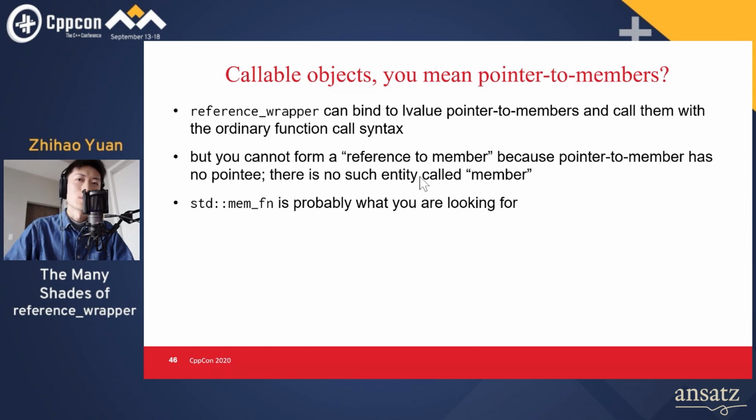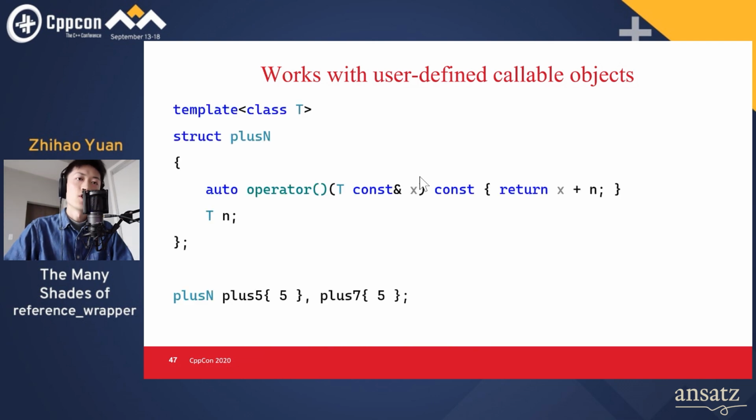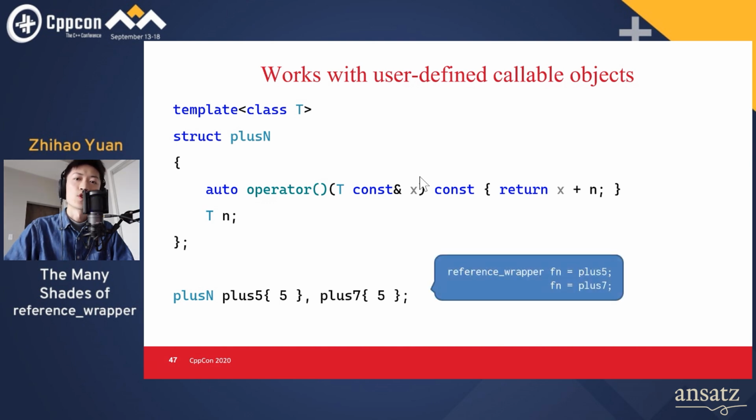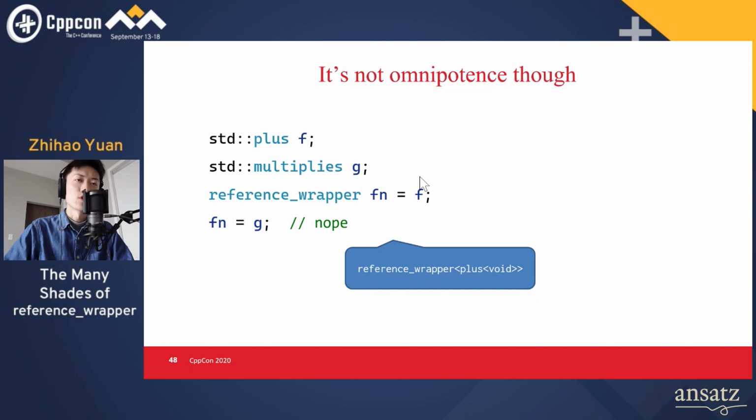std::mem_fn is probably what you're looking for. But it does work well with user-defined callable objects. So if you have two callable objects of the same type, you can switch between them using reference wrapper just fine. But this does not mean, however, reference wrapper can do everything. If your callable objects are of different types, you won't be able to switch between them using reference wrapper because reference wrapper does not erase the pointee's type.